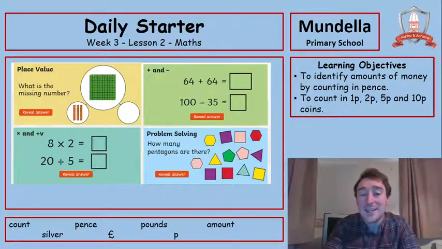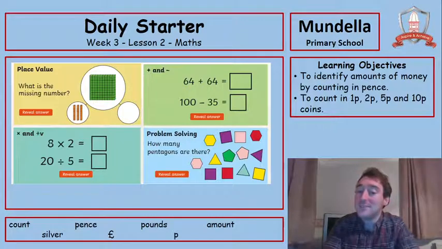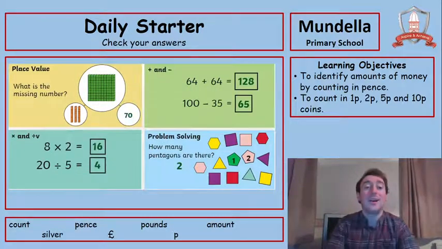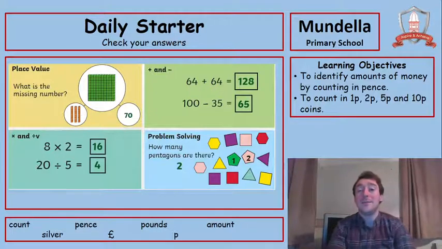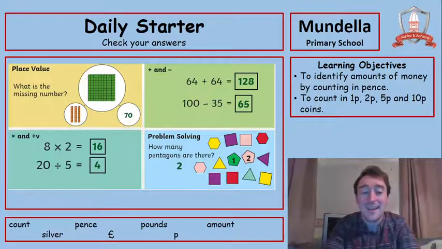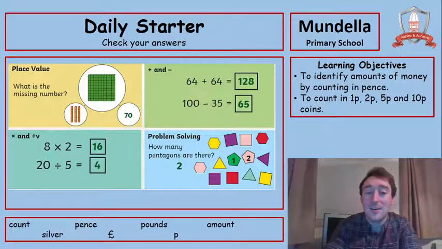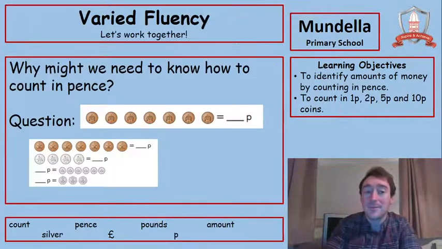3, 2, 1, revealing the answers now. Okay, let's see what you got. If you got 1 or 2 or 3, that's great. If you got 4, big well done, congratulations. Just to get your maths brain all ready for starting the new topic today, which is money, one of my favourites. Okay, let's have a look at what we're doing.